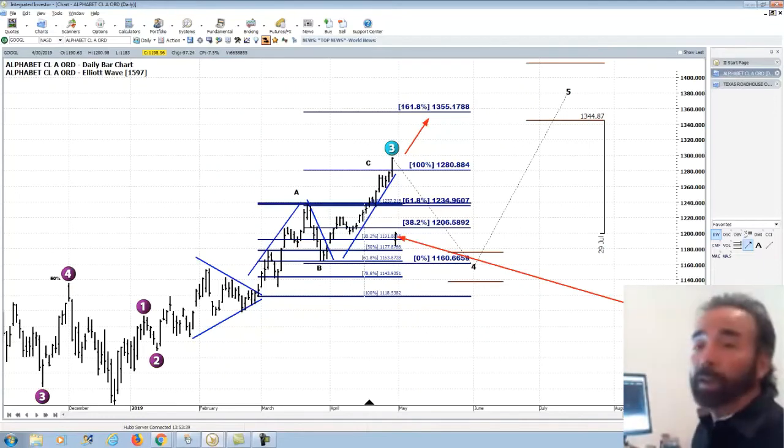So in this case, it was the prudent thing to do, and we had plenty of reasoning behind making the decision with the fact that we had completed a 100% extension in our C wave. Now here's a different example.